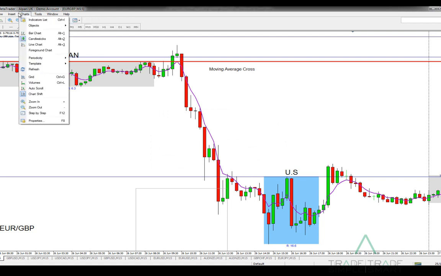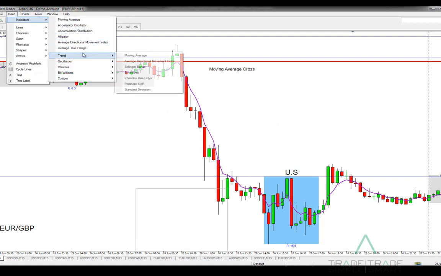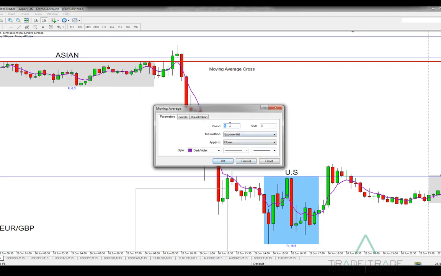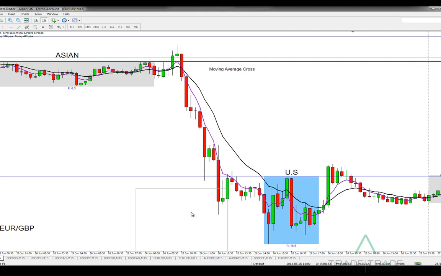And then the next indicator that we want is our 13 moving average, and I'm going to make this black, and again just make sure that it's an exponential moving average and also it's applied to closing prices. So that's plotted both the 5 and the 13 moving average, and straight away if you look at the manipulation area, on the close of the confirmation bar, we receive a cross of the moving averages.